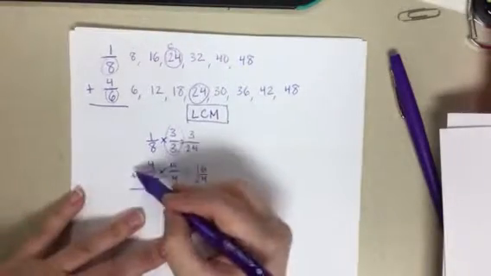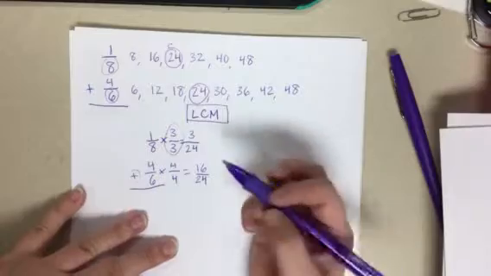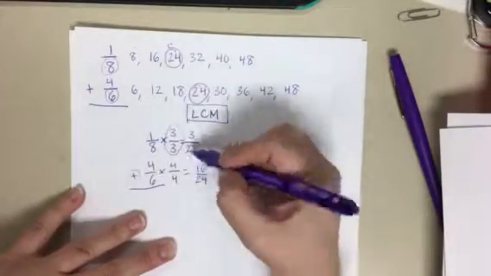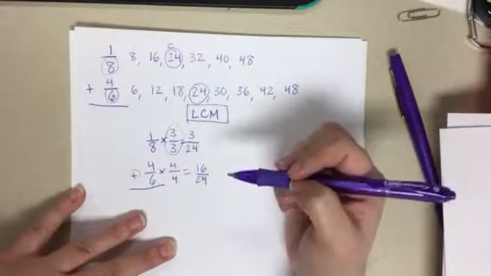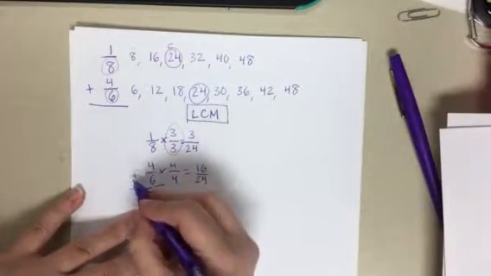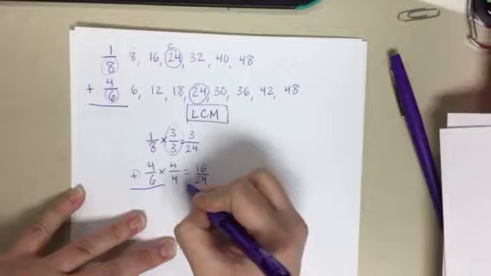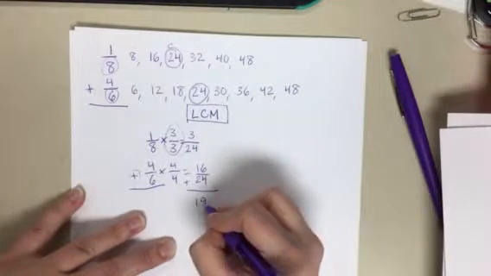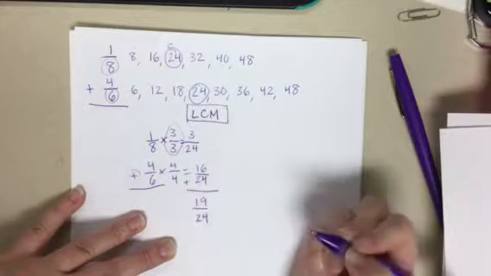And I always like to check back over here, am I adding or subtracting? Because sometimes kids will do all of this correct, but then they do the wrong problem right here. They're either adding or subtracting, they're doing it wrong. We need to remember we're adding right now. So 3/24ths plus 16/24ths is 19/24ths.